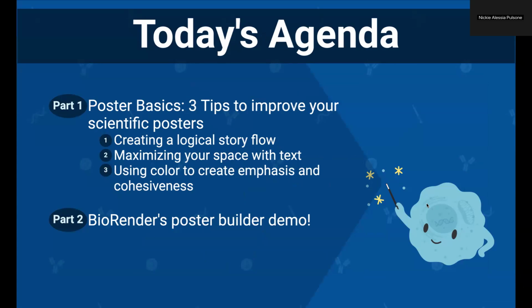If we are looking at today's agenda, first we're going to look at the poster builder. So we're going to do this in two distinct parts. The beginning is creating a logical story flow. Then we are going to maximize your space with text, also using color to create emphasis and cohesiveness. And then we will apply all of these tips in our poster builder and do a demo there.